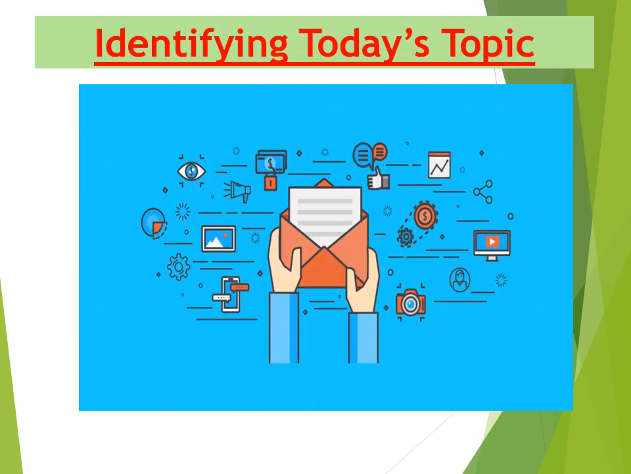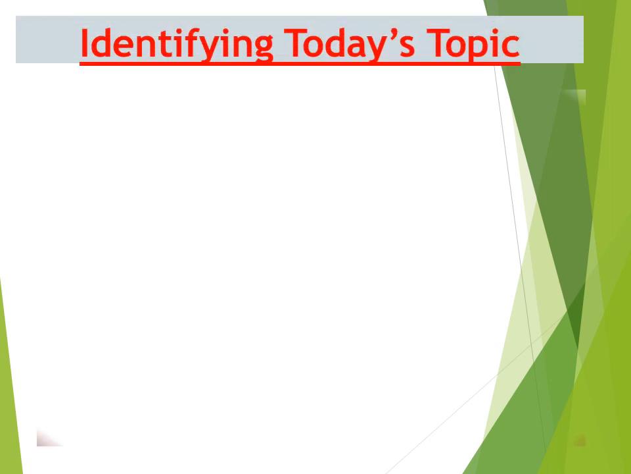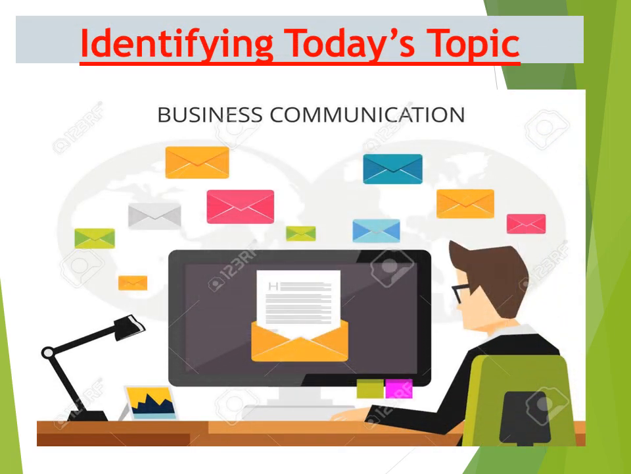What can you see in the picture? An envelope, and lots of communicational equipment are there behind the envelope. So can you understand what our topic is today? If it is not clear to you all, here is another picture. Now, from this picture, I hope it will be very clear to you all.